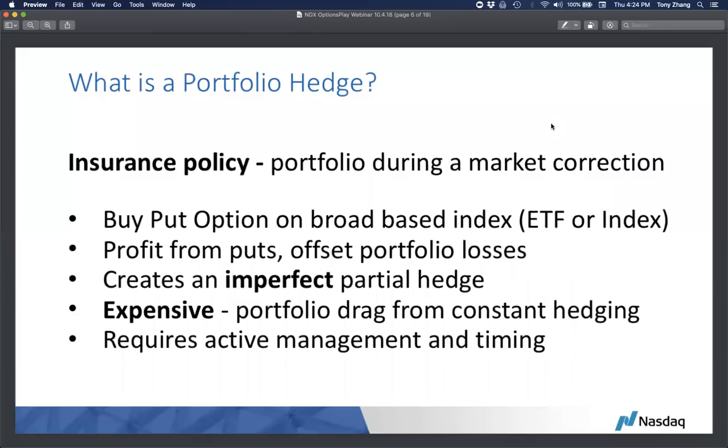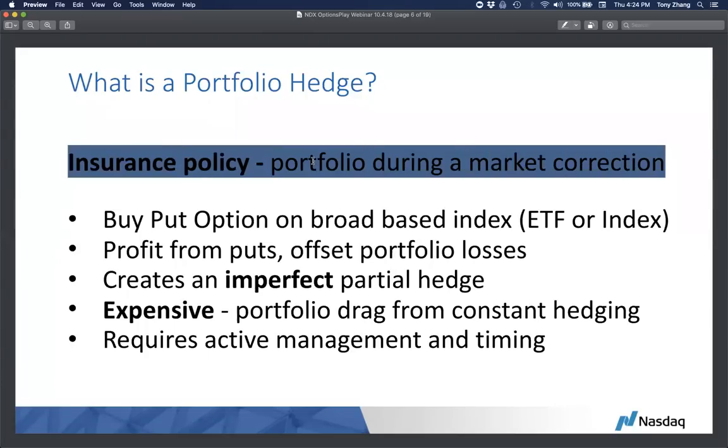So what I want to do is first just talk about what a portfolio hedge is. Now, we talk about hedging from a conceptual perspective. It's easy to understand. It's basically trying to protect your portfolio, but how do you actually do that? The best way to think about a portfolio hedge is to think of it almost like an insurance policy. You buy insurance to protect you from some kind of downside in the future, and a portfolio hedge does similar things. It's like buying insurance, and what it does is it protects your portfolio during a market correction.